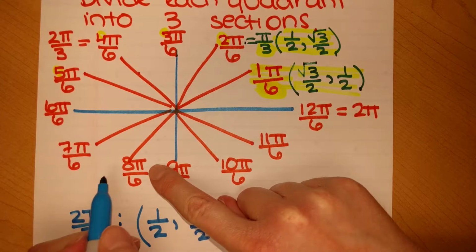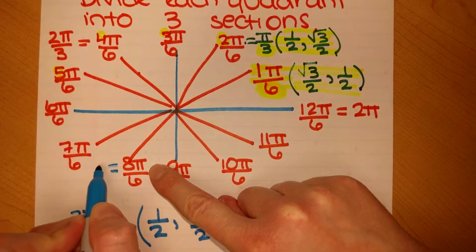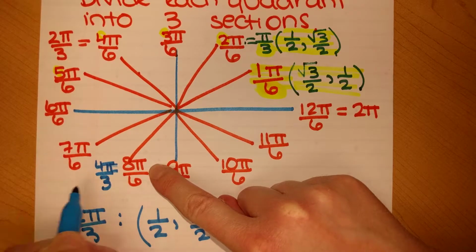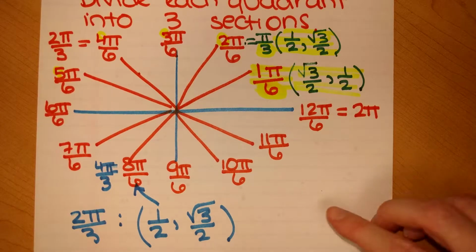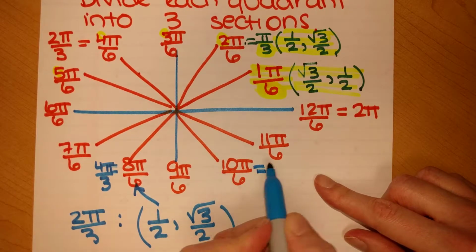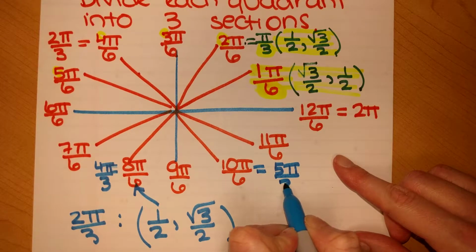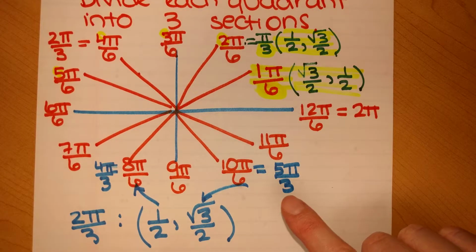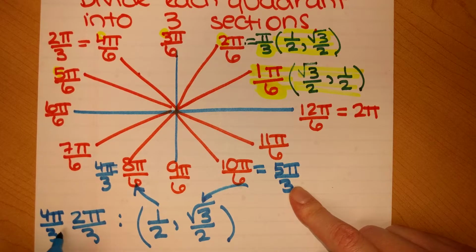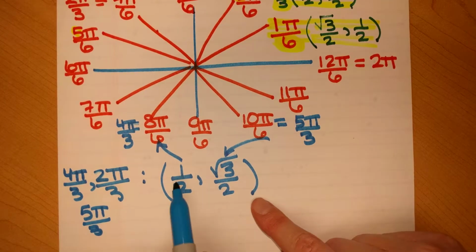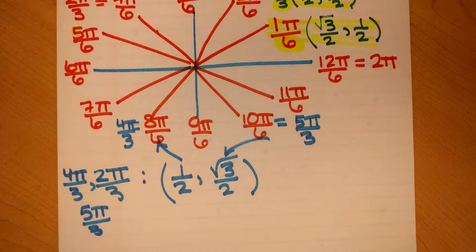If I look at 8 pi over 6, that would reduce to 4 pi over 3. So that tells us that this 4 pi over 3 angle would have the 1/2, square root of 3 over 2 as well. 10 pi over 6 reduces to 5 pi over 3. So because I end up with a 3, that would tell us that the 2 pi over 3, the 4 pi over 3, and the 5 pi over 3, all of those angles have this coordinate of 1/2, square root of 3 over 2. Now, it is off by a plus or a minus.